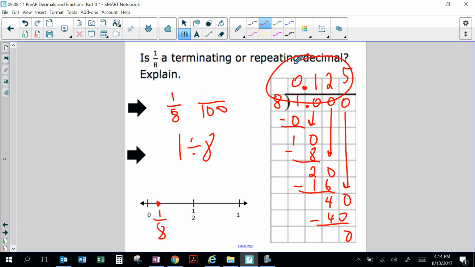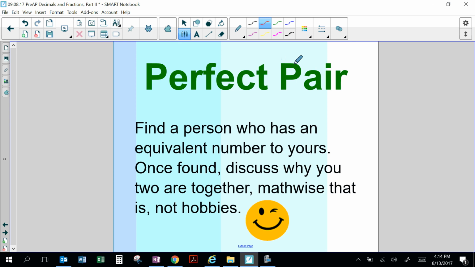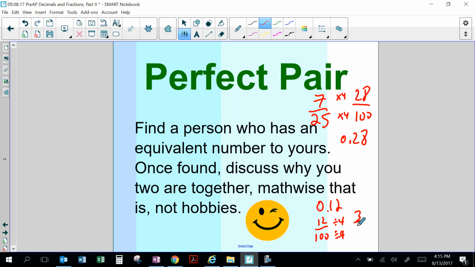So our last activity, what you're going to be doing is you're going to be given a fraction or a decimal, and you're going to go throughout the classroom and find your perfect pair. So for example, if someone has 7/25, using the hundredths place, you'll look around the classroom for the decimal equivalency of 28 hundredths. And if someone gets 12 hundredths, that person will look for the fraction of 12/100, which I guarantee won't be there because they did simplify it by 4, so it'll be 3/25.